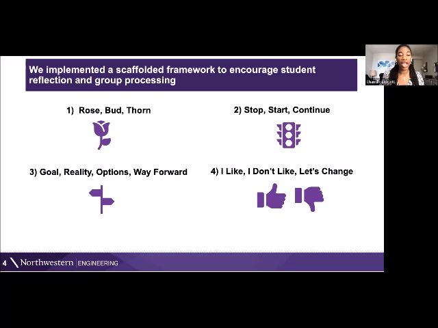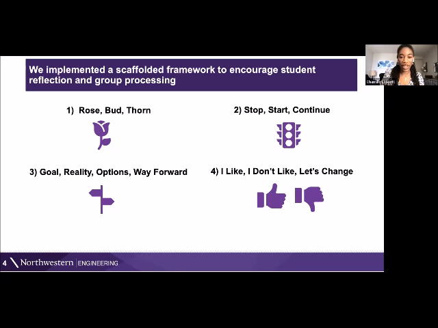It's very action driven. The third section of the scaffold, and the reason why this is organized in this fashion, was goal, reality, options, way forward, which is the more complicated, more time intensive exercise for the students, where they needed to set a particular goal, discuss the reality of where that goal actually was, the options they could take to push the goal forward, and then set a plan for how they were going to achieve that particular goal for their team. And this was done later in the quarter, so students would have an opportunity to really discuss with their teammates and try and figure out their team functioning before they did this more intense exercise. And then we ended with a simpler exercise, which is I like, I don't like, let's change.